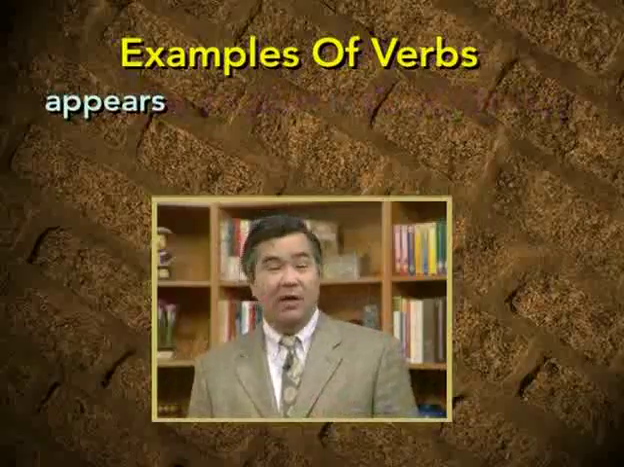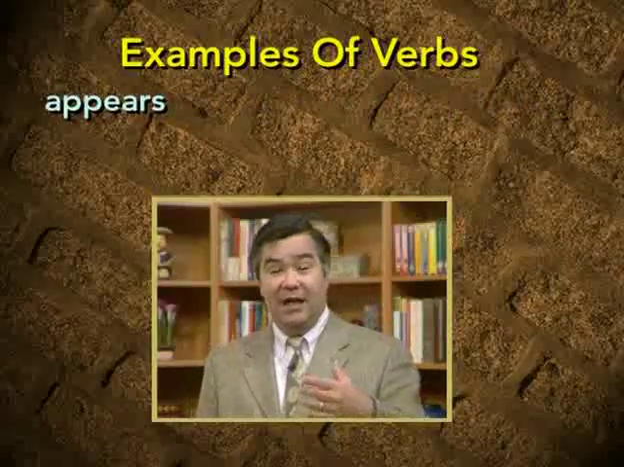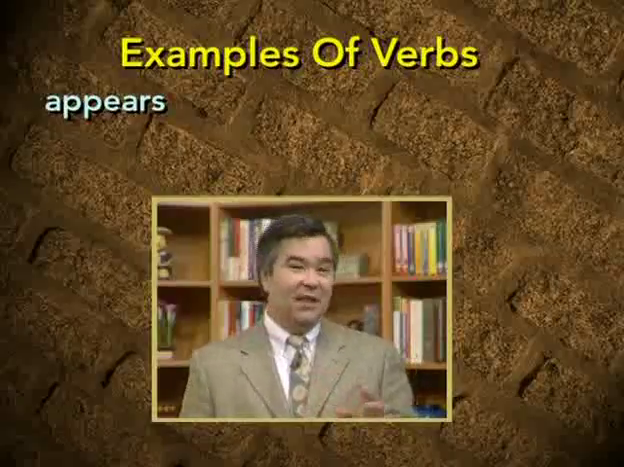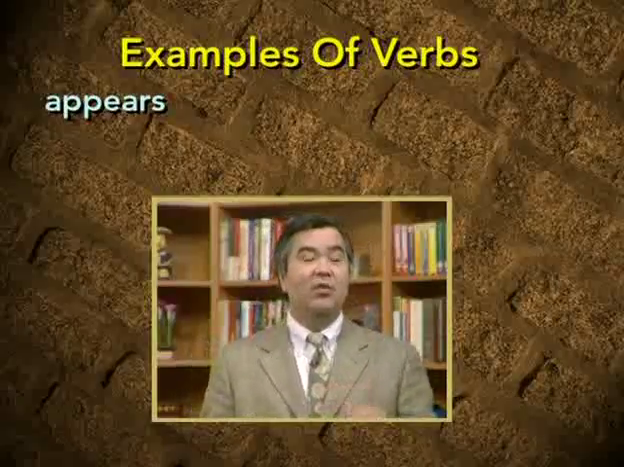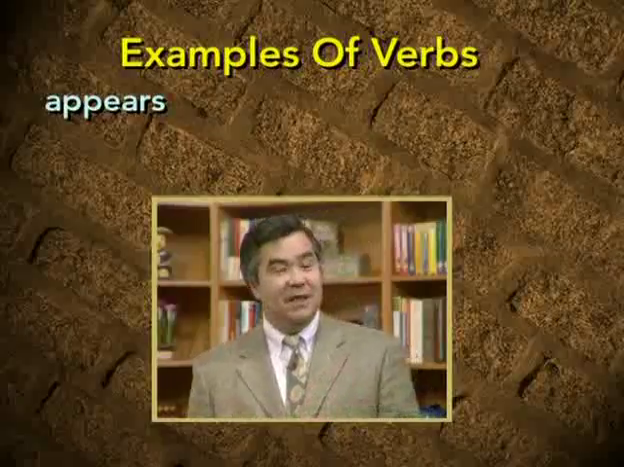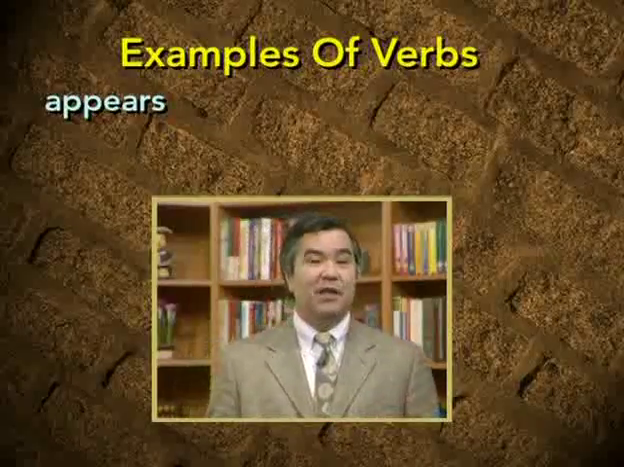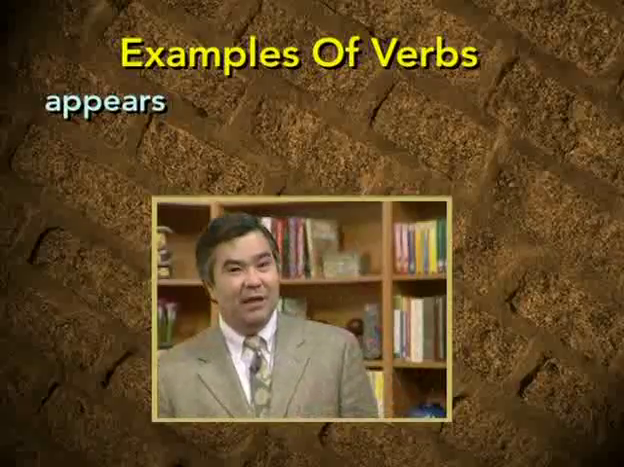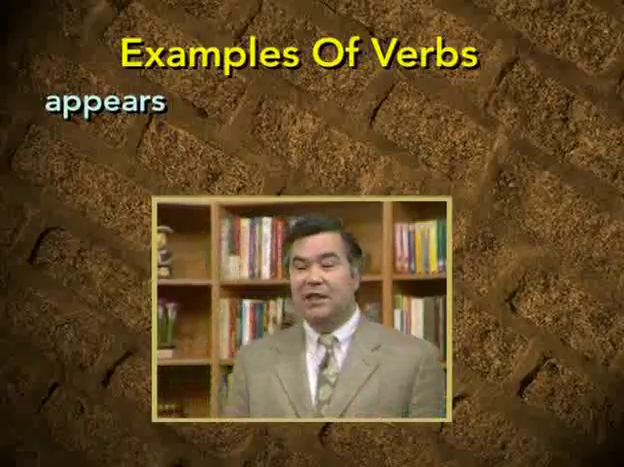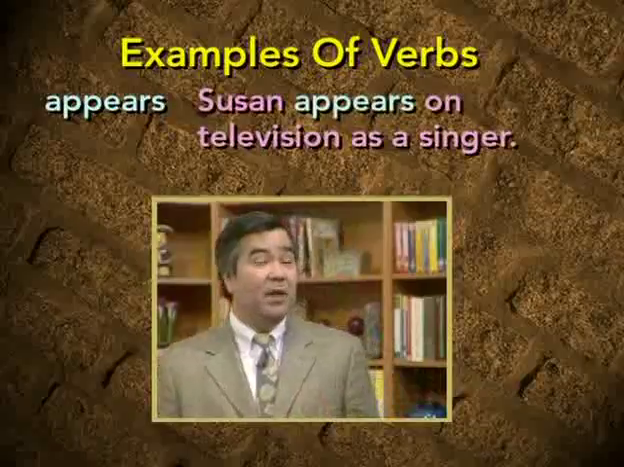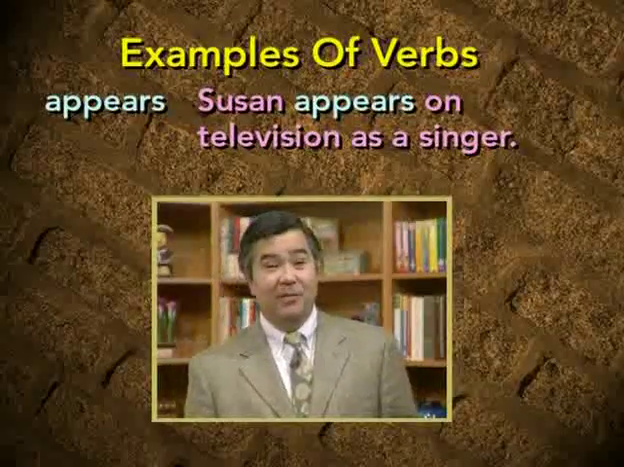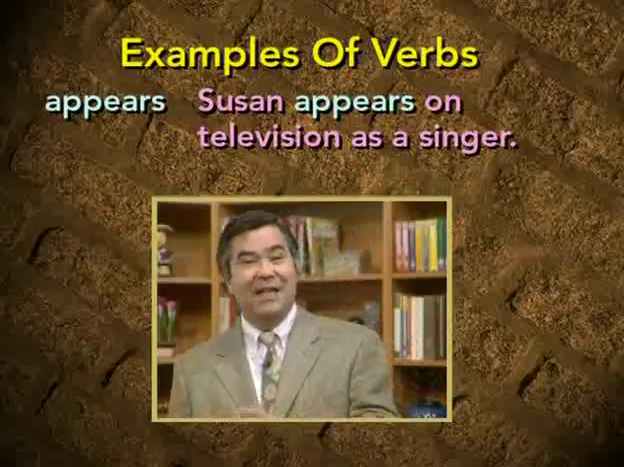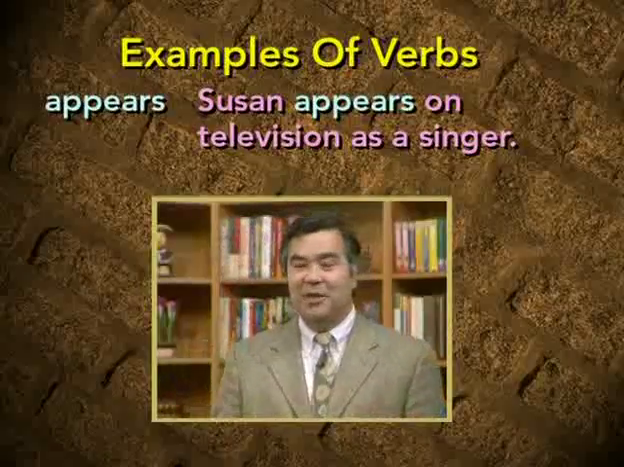How about our last example, appears? Is this verb a verb that expresses an action or a state of being? Well, the verb appears is an interesting example because it can do either one. In some sentences, the verb appears expresses an action. In other sentences, it expresses a state of being. Let's consider a couple of examples. Susan appears on television as a singer. In that sentence, the verb appears is expressing an action being done by the subject, Susan.